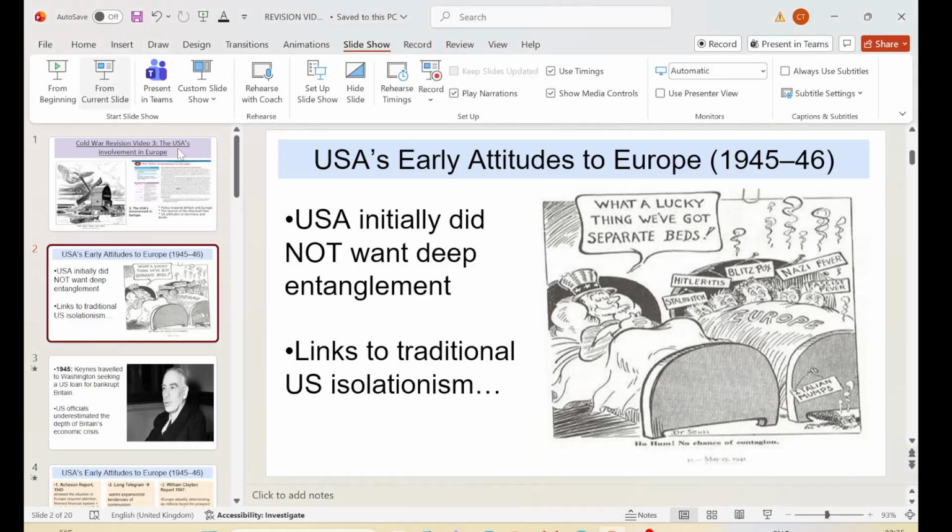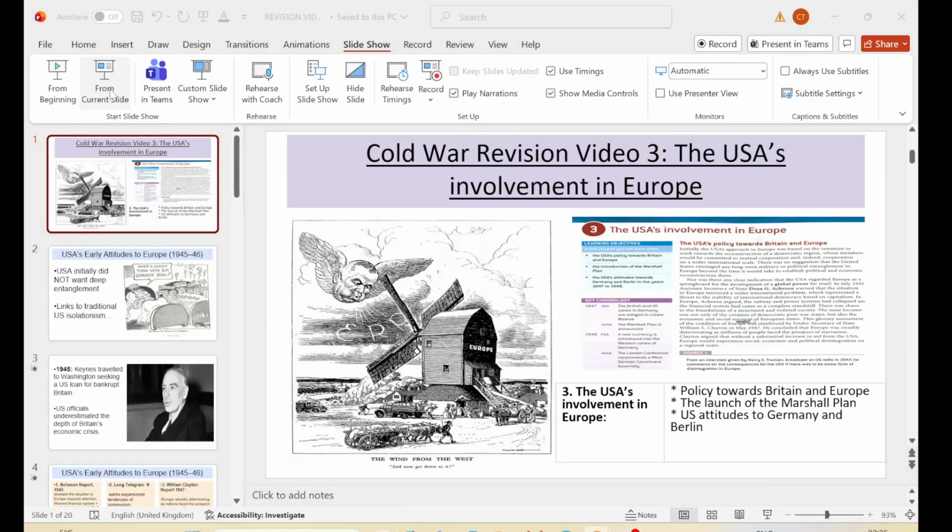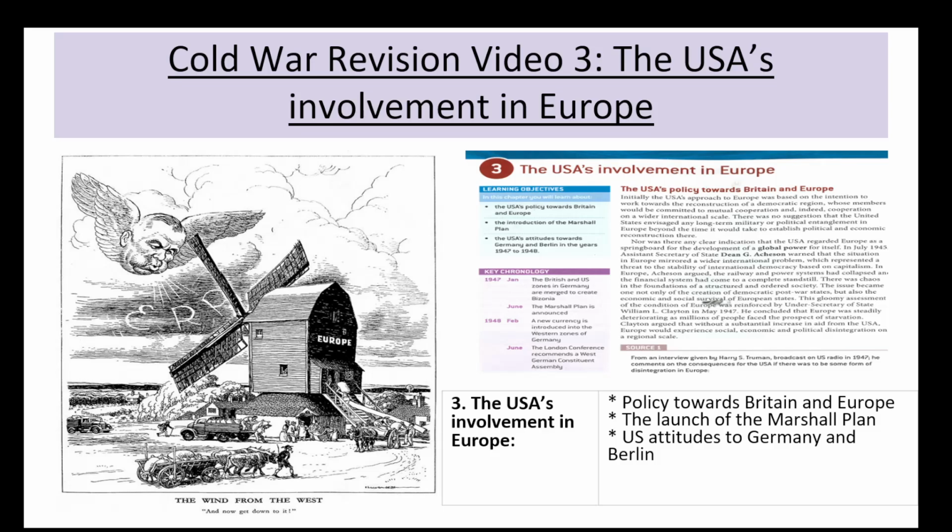Hello there guys, we are going to get started now on Cold War Revision Video 3, where we'll be looking at the third part of the spec, which is the USA's involvement in Europe. And you can see the different bits of the spec here. That involves Unit 3, and that is of course the US's policy towards Britain and also Europe. We'll be focusing mostly on Europe, but using Britain as kind of a case study.